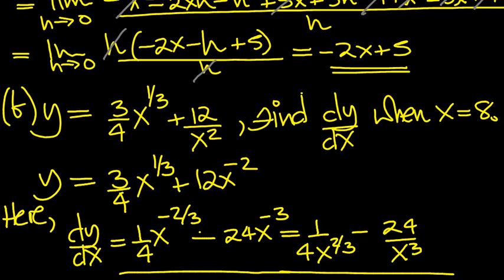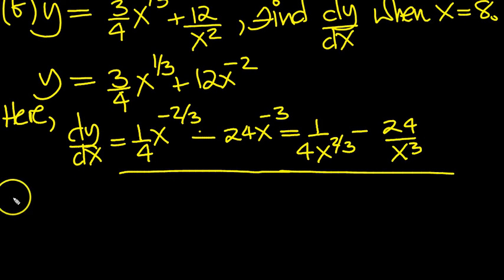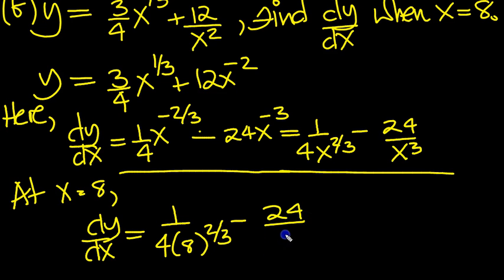Okay, so now let's input the value then. Find dy/dx when x is 8. So at x equals 8 then, dy/dx will equal, what have we got? Let's use this one because it's easier to deal with. 1 over 4 times 8 to the power 2/3 minus 24 over 8 cubed.